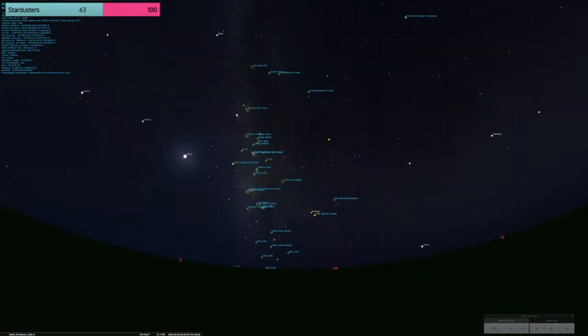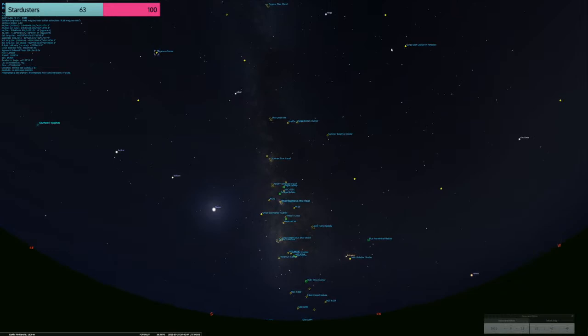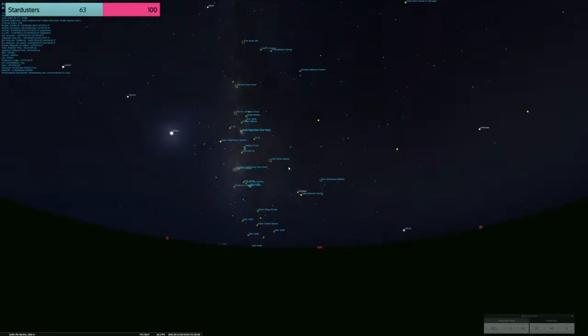All sorts of clusters, but again, star clusters that are globular tend to be either above or below the Milky Way. There are a couple that are actually in the Milky Way because they're transiting through it, so they travel up and down this way. They kind of orbit the core of the galaxy through the top and the bottom.